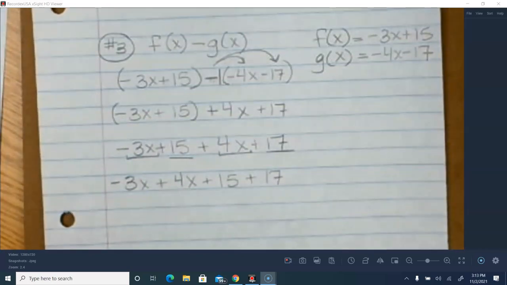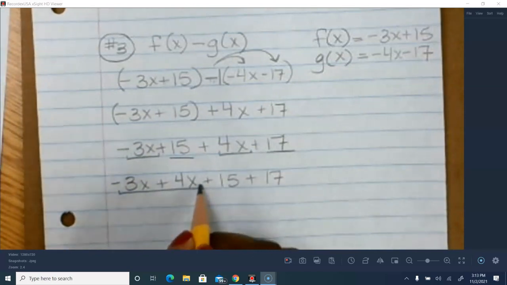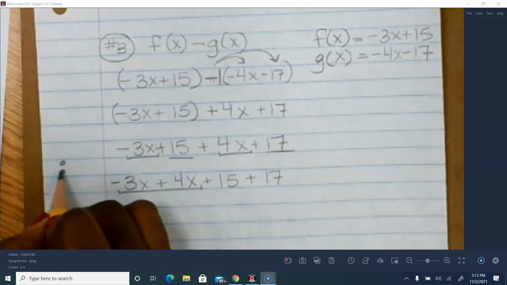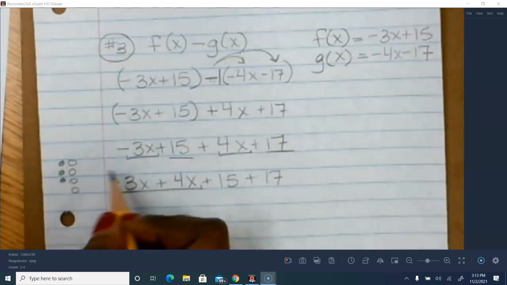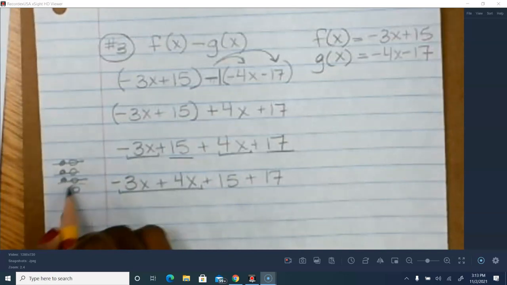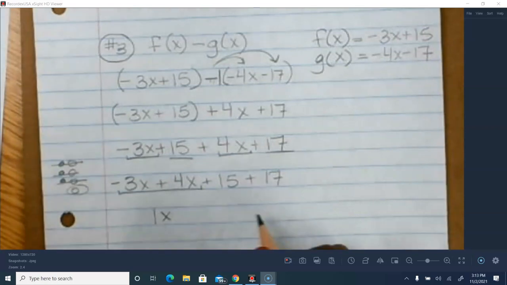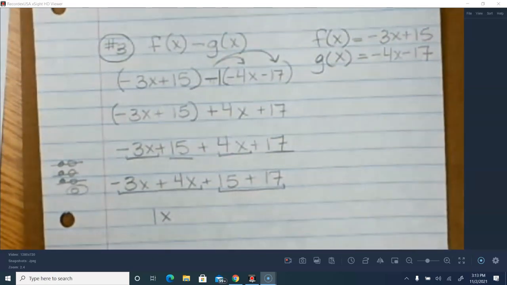So now I'm ready to combine my like terms. I have negative 3x and positive 4x. You have negative 3, you move to the right 4 units, you'll end up at positive 1. Or you can see that as 3 negatives, and then you have 4 positives. You're going to end up with 3 zero pairs, and that's going to leave you with 1 positive. So this is going to be positive 1x. And then here I can combine these two, positive 15 and positive 17 is going to give me a positive 32.